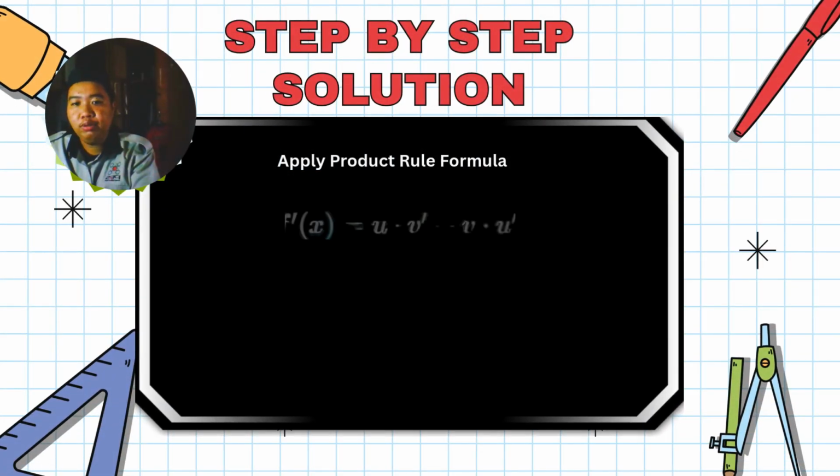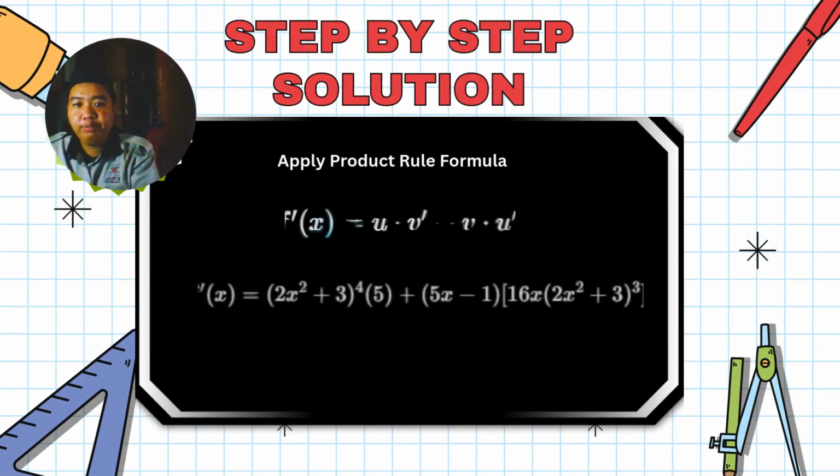Next, we apply the product rule formula. Now we plug everything into the product rule formula, which is f prime of x equal to u times v prime plus v times u prime, where the calculation is f prime of x equal to (2x squared plus 3) to the power of 4 times 5, plus (5x minus 1) times 16x times (2x squared plus 3) to the power of 3.